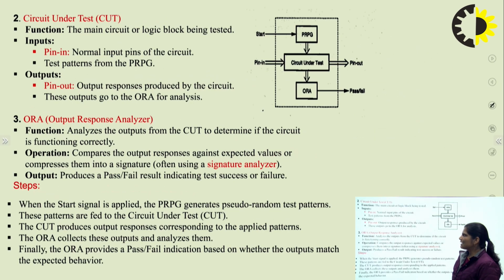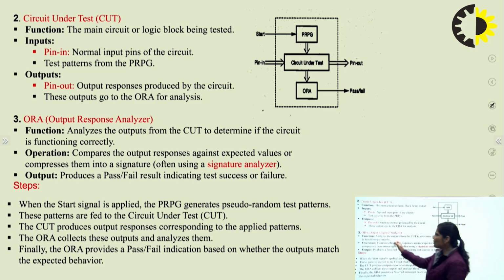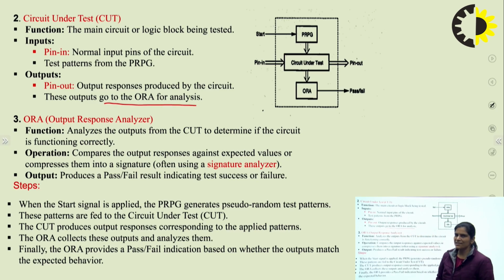Now, the second step is the circuit under test. The function of the circuit under test is the main circuit or logic block being tested. What are the inputs for this? Pin in, the normal input pins of the circuit, and test patterns from the Pseudo-Random Generator. The output of this circuit under test, pin out, is the output responses produced by the circuit, and these outputs go to the response analyzer for analyzing the output.